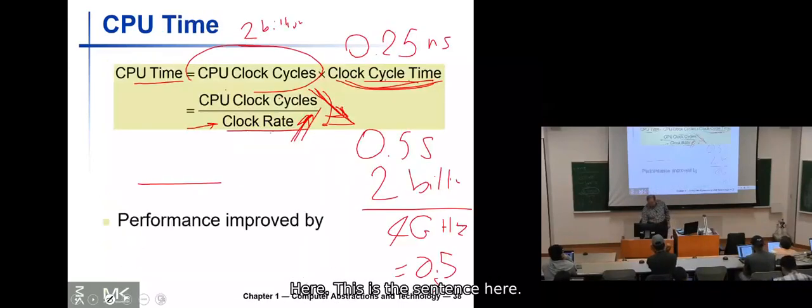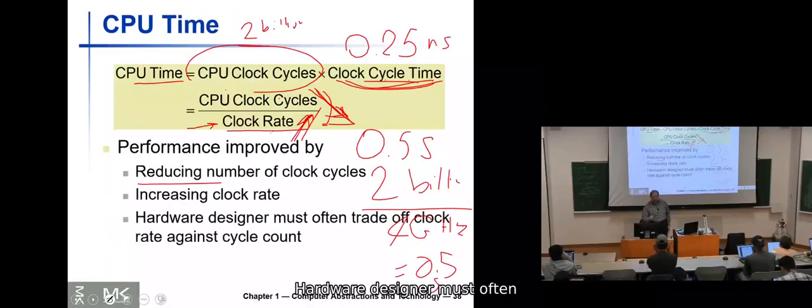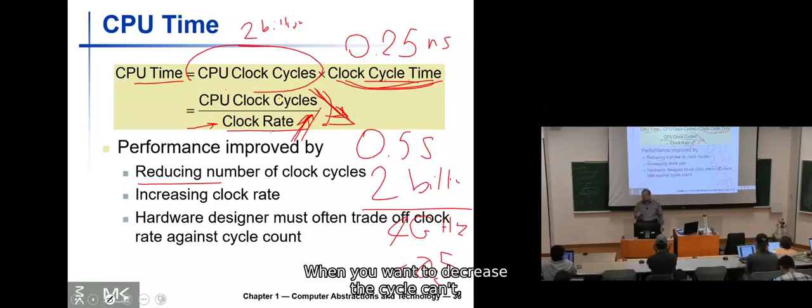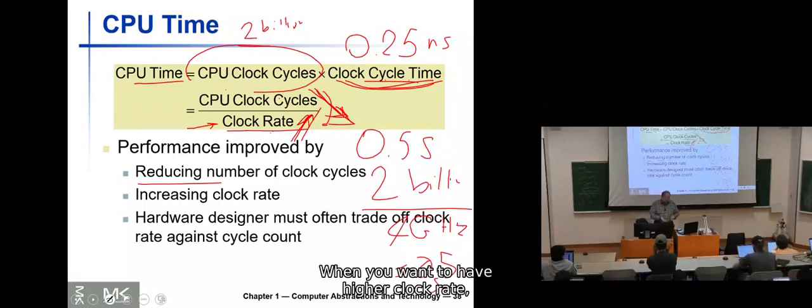So here is the sentence: hardware designers must often trade off clock rate against cycle count. When you want to decrease the cycle count, then you have a lower clock rate. When you want to have a higher clock rate, then you have to simplify your design, then the cycle count would be more. So this is something that you should compromise, you should trade off. Which one do you want to do? Questions?